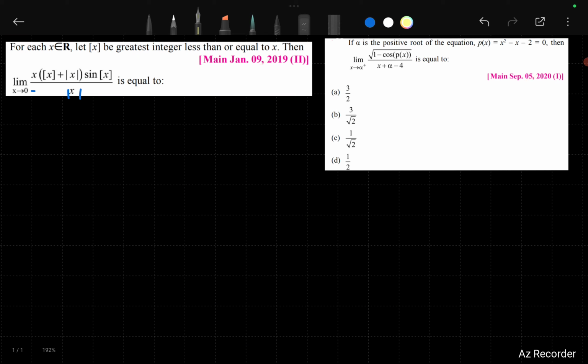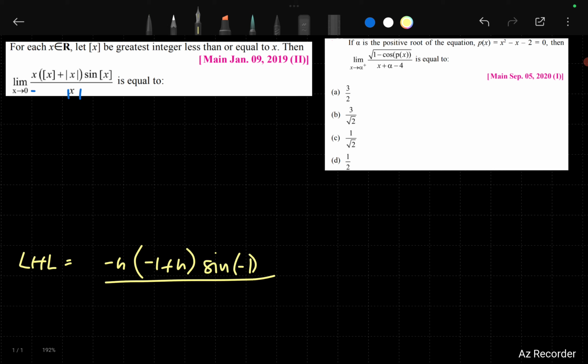The first question says, x tends to, don't be confused, this is x tends to 0 minus, and in the denominator there is mod of x. So we need to find the LHL only. If we find LHL, then minus h into minus 1 plus h into sine of minus 1 again, whole divided by h. If we cancel this h, as h tends to 0 there is no indeterminate form involved, and this minus will get compensated with this minus, and we have the result at last, which is sine of 1, which was there in the options. So this is the correct answer, sine 1.